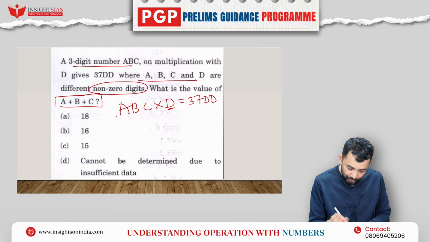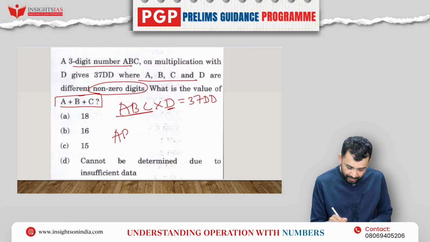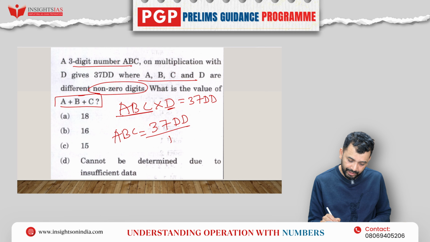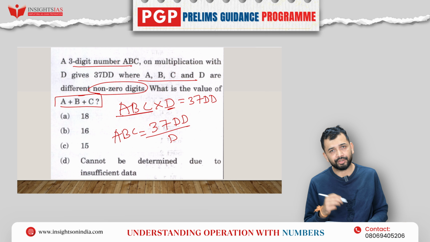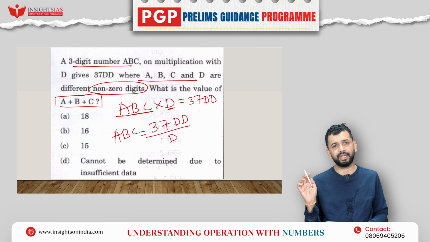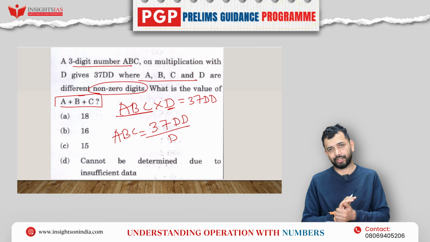Now how do you know? I want ABC. So what is ABC? ABC is equal to 37DD divided by D, because ABC into D is 37DD. That means ABC should be equal to 37DD divided by D. Okay, so that is what we have got here.